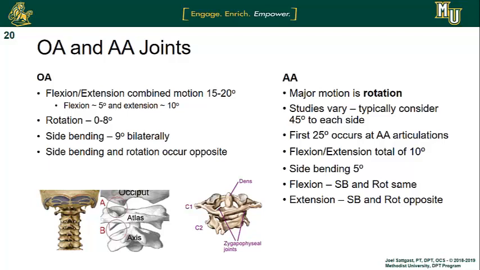With flexion, we see side bending and rotation to the same side. With extension, we see side bending and rotation occurring oppositely. And this is due to the orientation of the joints, that being more convex occiput and more convex axis, articulating with more concave facets of the atlas.